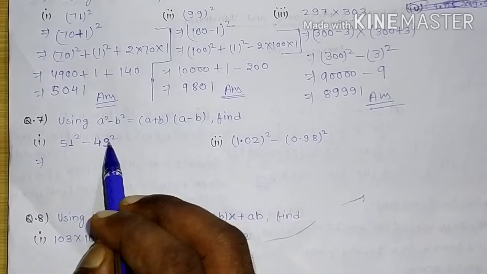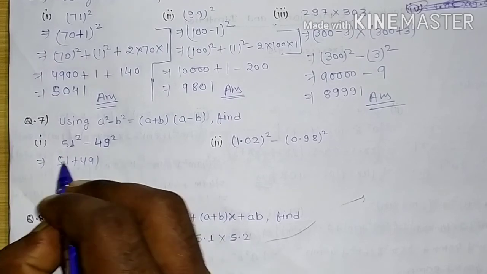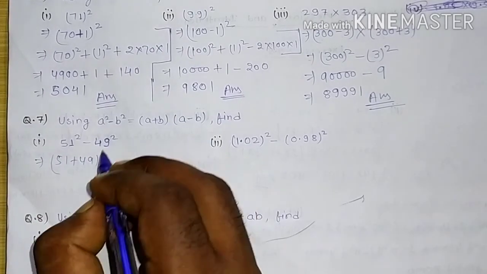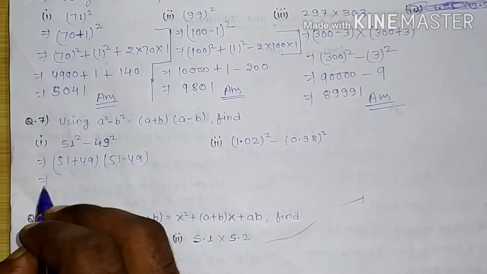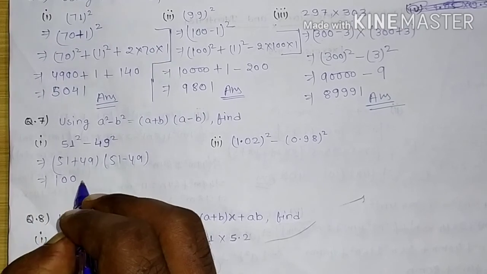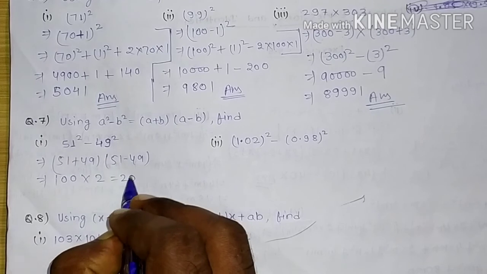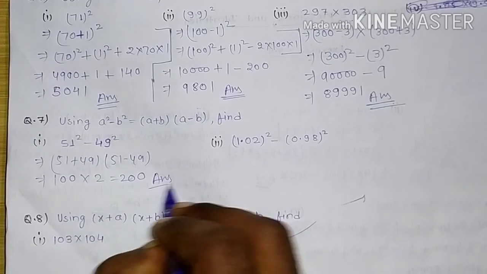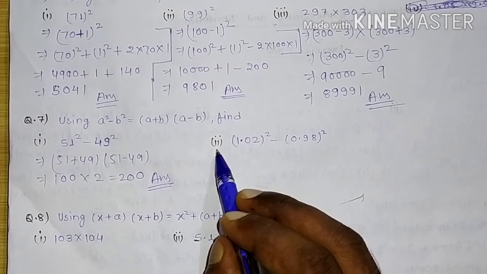Just apply the formula, that is A plus B, that means 51 plus 49, and A minus B, that means 51 minus 49. So just solve it. 51 plus 49, that is 100, into 51 minus 49, that is 2. This equals to 200, and this is the answer. It's very easy.